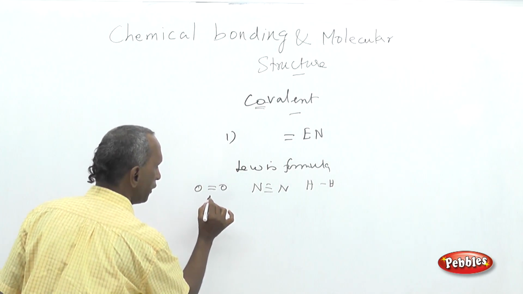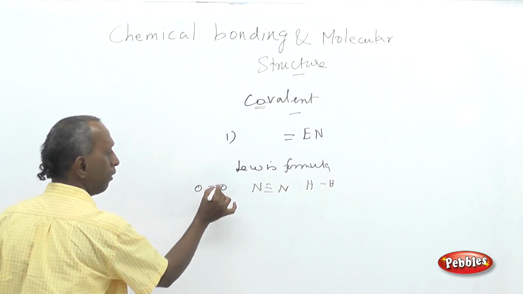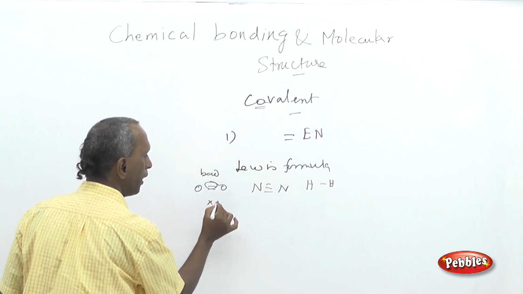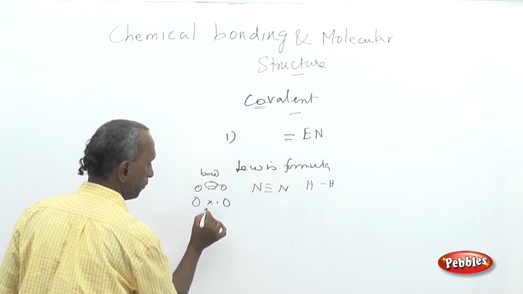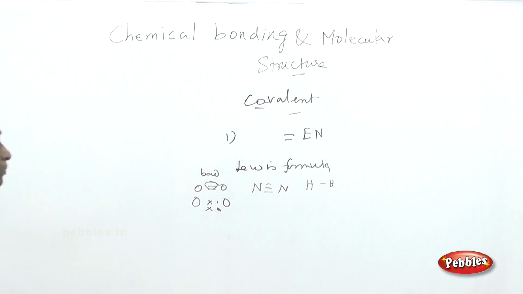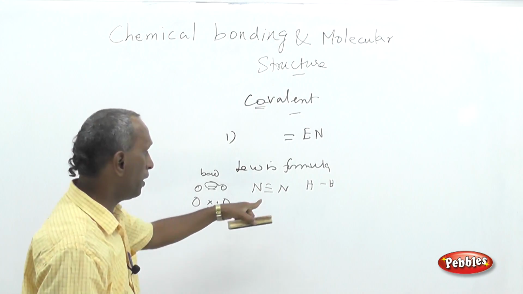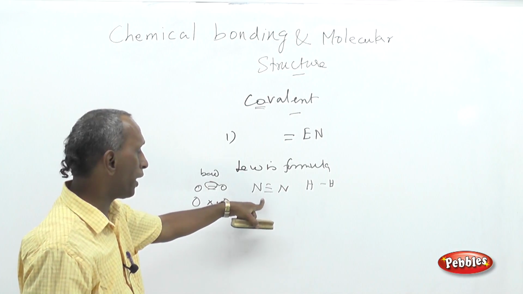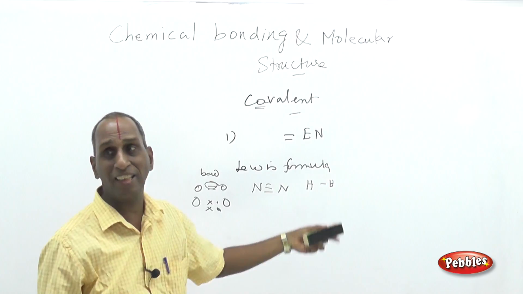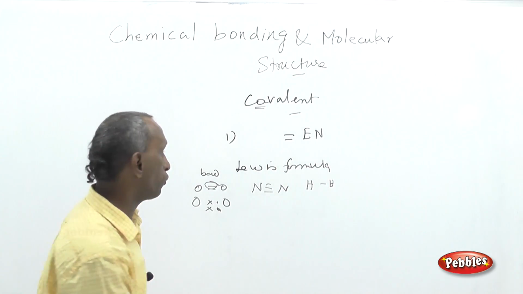Everywhere the lines refer to each line, or it is called a bond. It refers to a pair of electrons, one electron coming from each atom. So there is a pair of electrons from oxygen, a pair of electrons from another oxygen atom. Similarly, three pairs of electrons in total from each nitrogen atom, and only one pair of electrons existing between hydrogen atoms. That is to be noted.